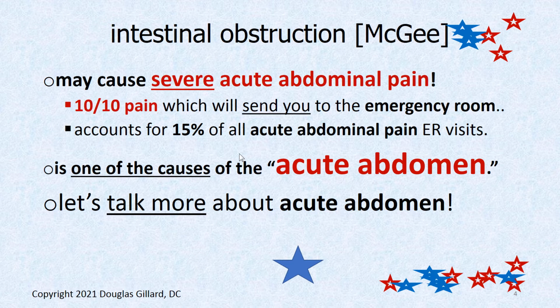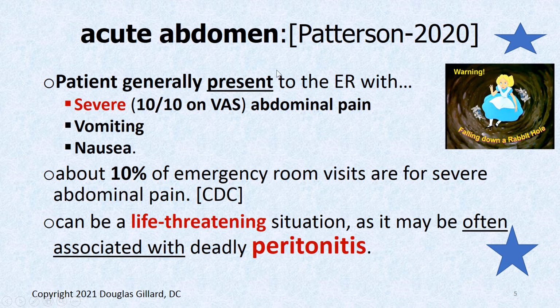So when you have 10/10 abdominal pain, that is under the category of acute abdomen. So let's talk briefly about acute abdomen. That's 10/10 severe abdominal pain, often associated with nausea or even vomiting. About 10% of all emergency room visits are because of acute abdominal pain. And it can be life-threatening because it can be associated with peritonitis, which turns into septicemia, which kills you.